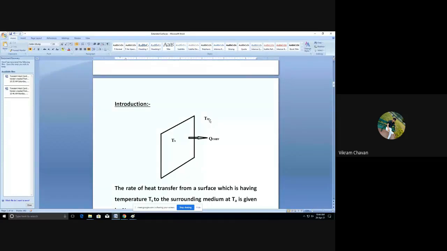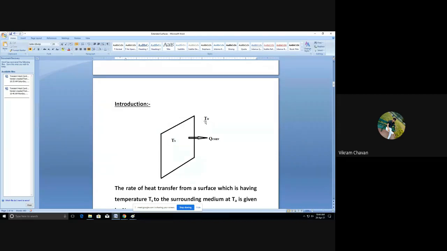So we know that the surface will transfer the heat to the external environment, and that heat transfer mode we have to consider as a convection heat transfer. So in that case, to find out the heat transfer rate in this application, we have to apply Newton's law of cooling.